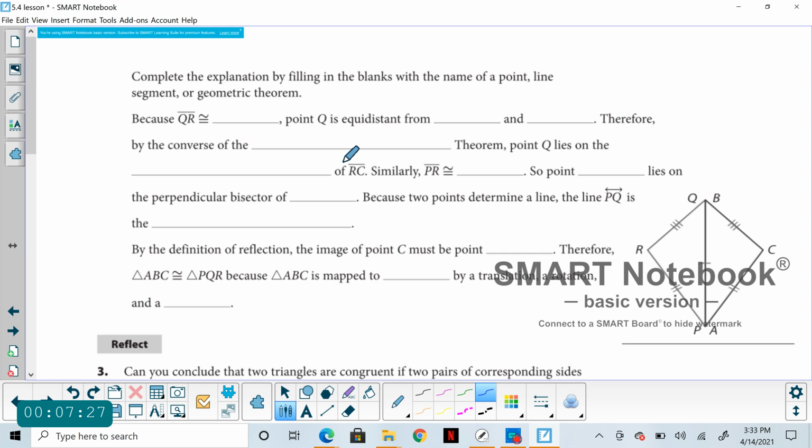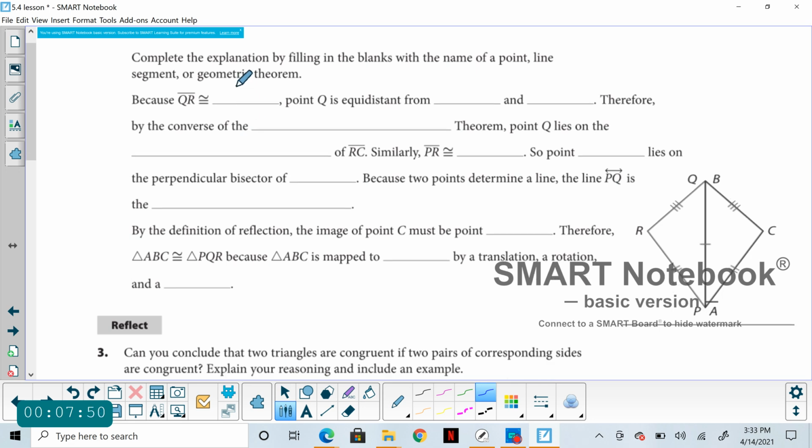So now the proof here at the top of the next page is that, so, QR is congruent to, and I copied our picture over here to the right so we can still see it while we fill in this. QR is congruent to BC, and point Q is equidistant from C and R.